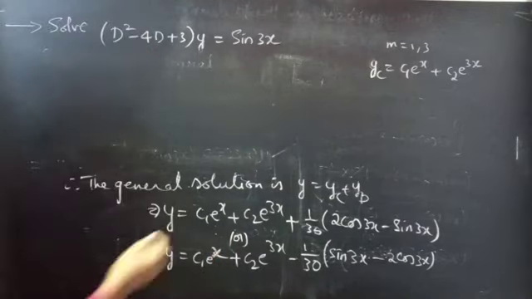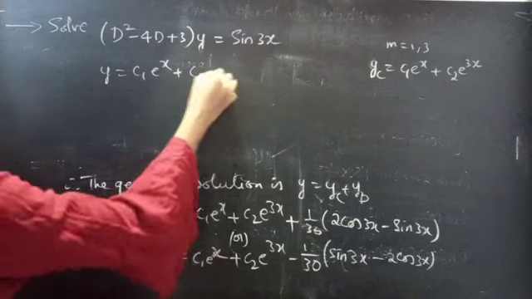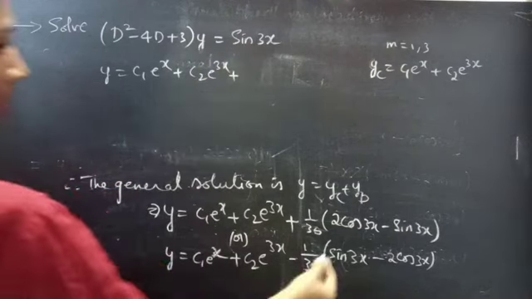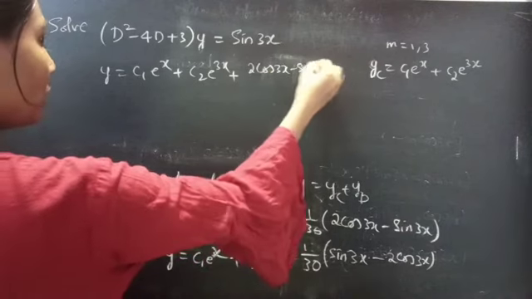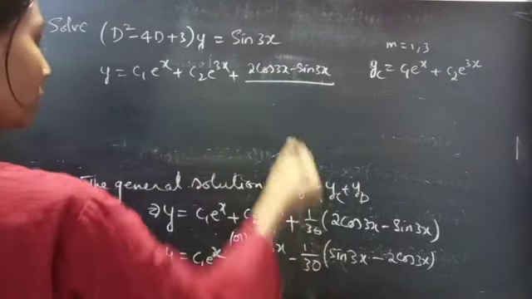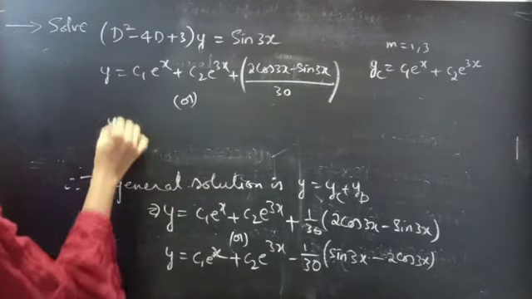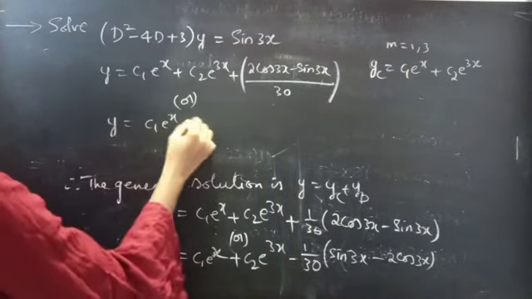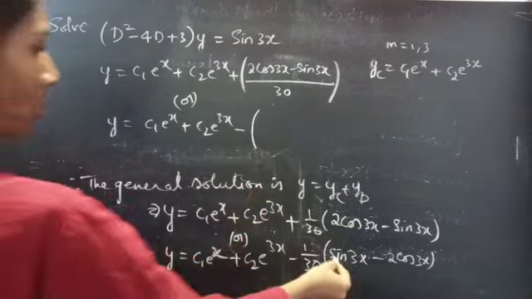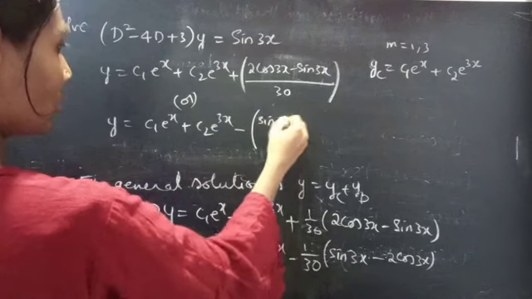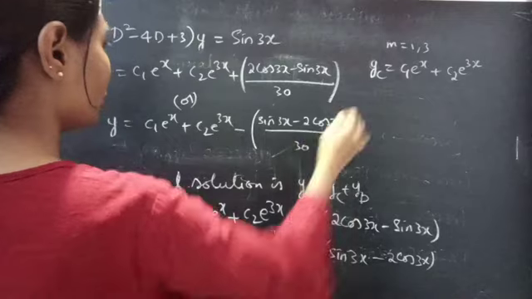Or you can just write this as y equals c1 e power x plus c2 e power 3x plus 2 cos 3x minus sine 3x by 30, or y equals c1 e power x plus c2 e power 3x minus sine 3x minus 2 cos 3x by 30.